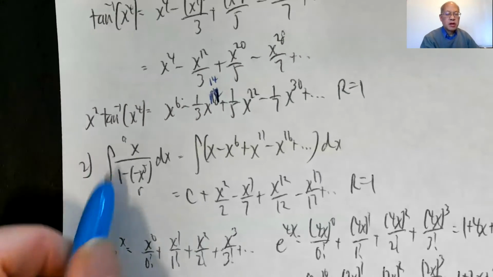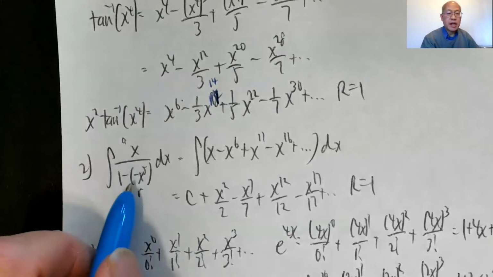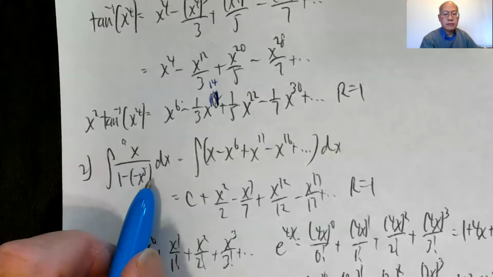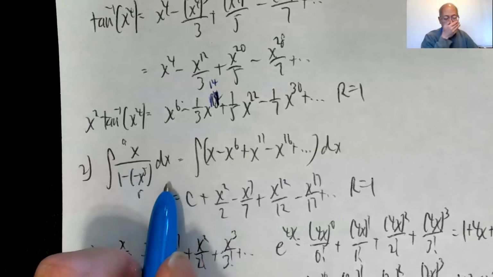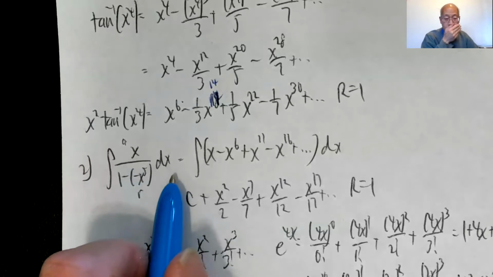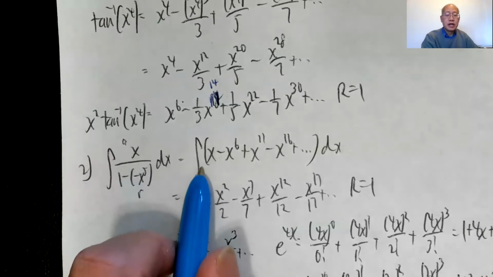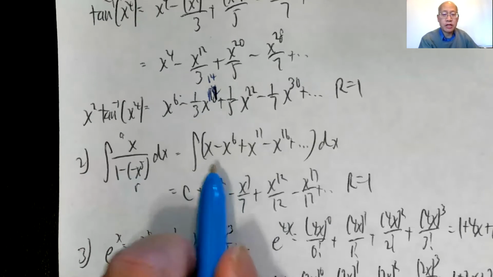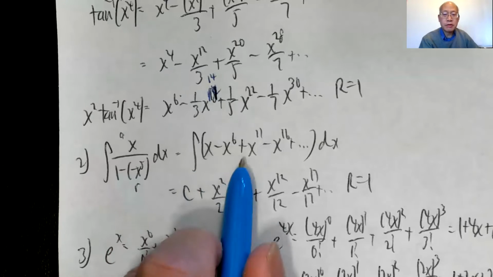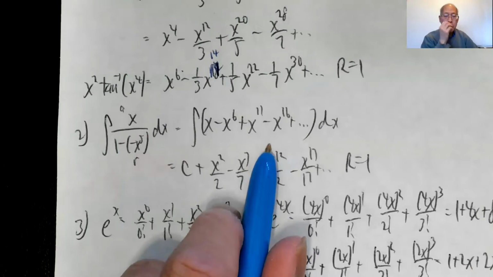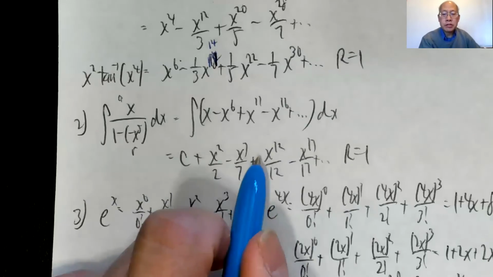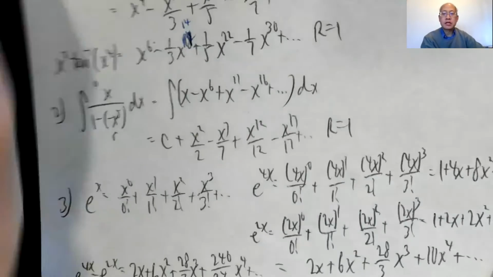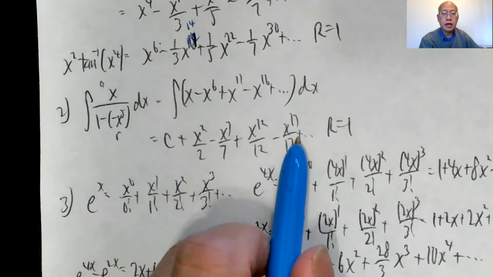Okay, number 2, integral of x over 1 minus negative x to the 5th dx. That's a, that's r. So, excuse me, first term is x, then you keep multiplying by negative x to the 5th. So x minus x to the 6th plus x to the 11th minus x to the 16th. So it's C plus x squared over 2 minus x to the 7th over 7 plus x to the 12th over 12 minus x to the 17th over 17 plus dot, dot, dot.